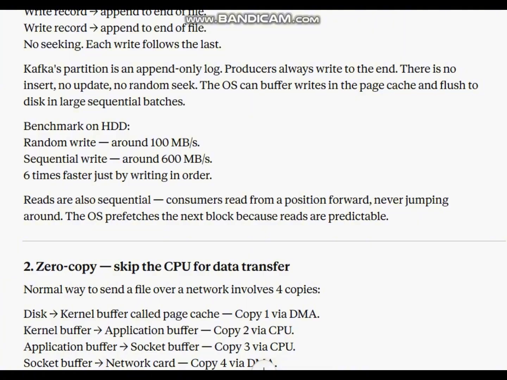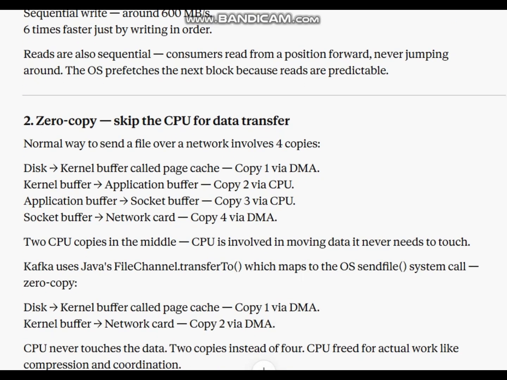The OS prefetches the next block because reads are predictable. Number 2, zero copy. Skip the CPU for data transfer. The normal way to send a file over a network involves 4 copies. Disk to kernel buffer, called the page cache, is copy 1 via DMA.